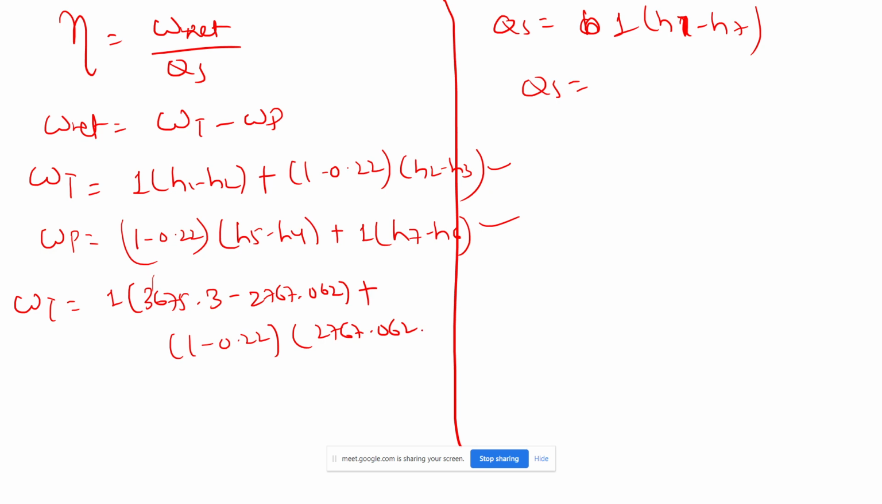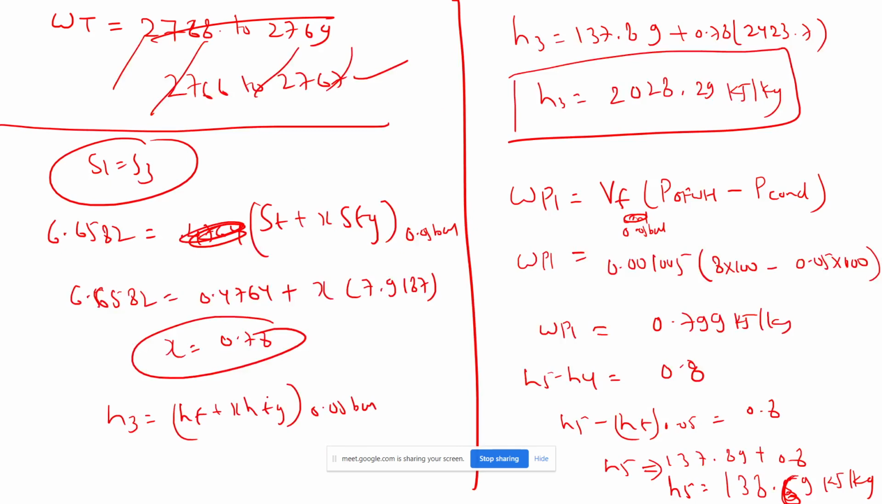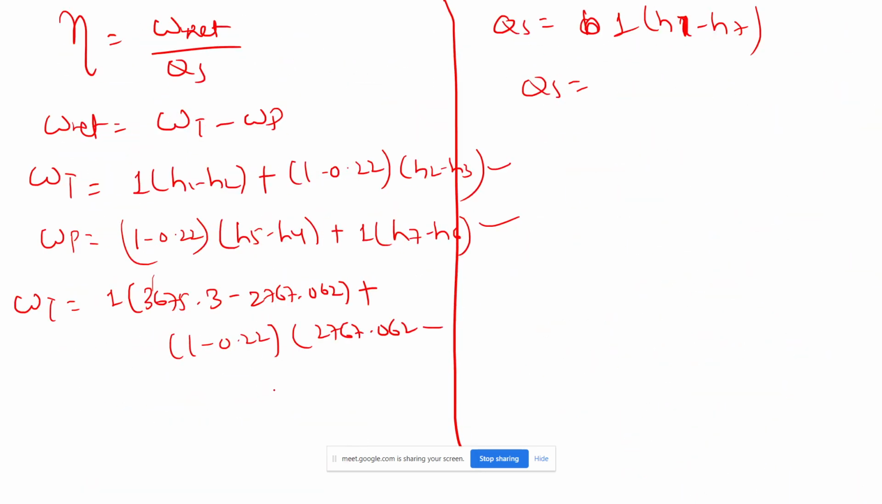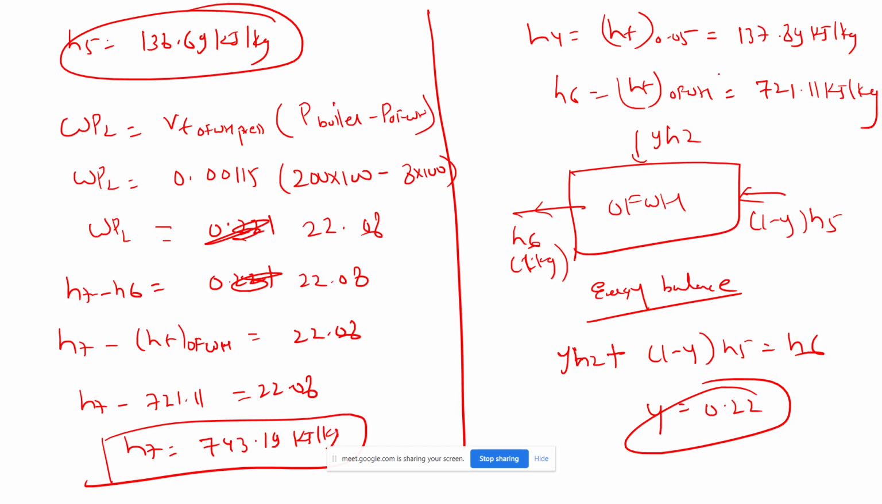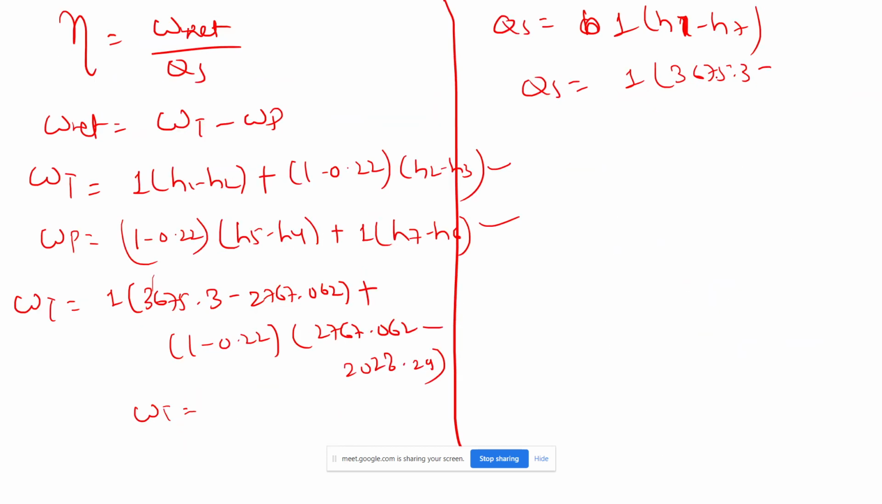So 2767 minus the enthalpy at point 3, 2028.29. So what is the value of turbine work we are getting? Similarly, here 1 into H1, 3675.3, minus S7. What is the value of S7 we are getting? 743.19. So you will get Q supplied directly.